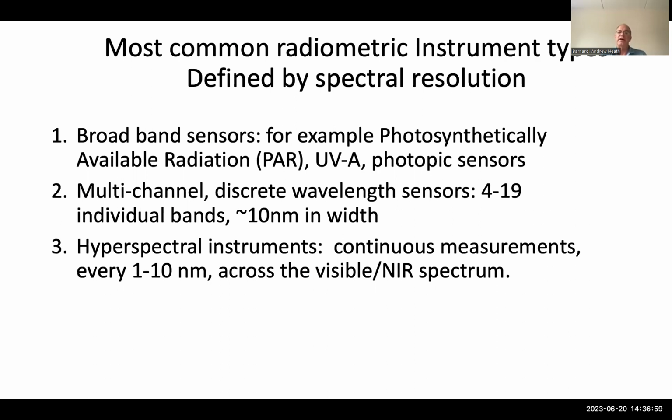But there's other ones that can be into the UV, a very small section of the UV, UVA, photopic sensors, and other broadband sensors are available. There's multi-channel. These are just combinations of discrete wavelength sensors, usually somewhere between 4 wavelengths and 19 individual bands, typically 10 to 20 nanometers in width. And then there's hyperspectral instruments, which are much more continuous measurements made every one, as we just saw, nanometer to 10 nanometers across the entire visible and near IR spectrum.